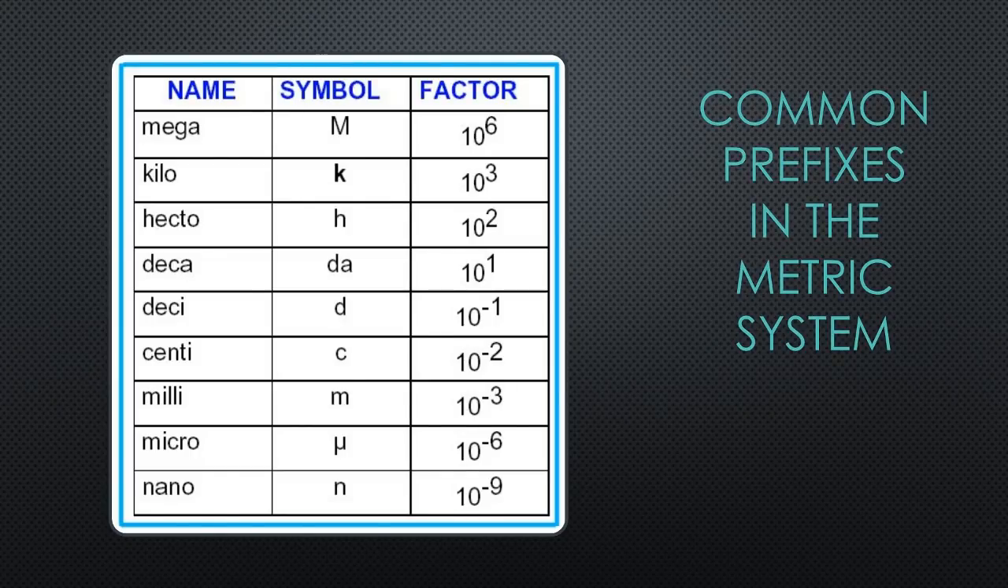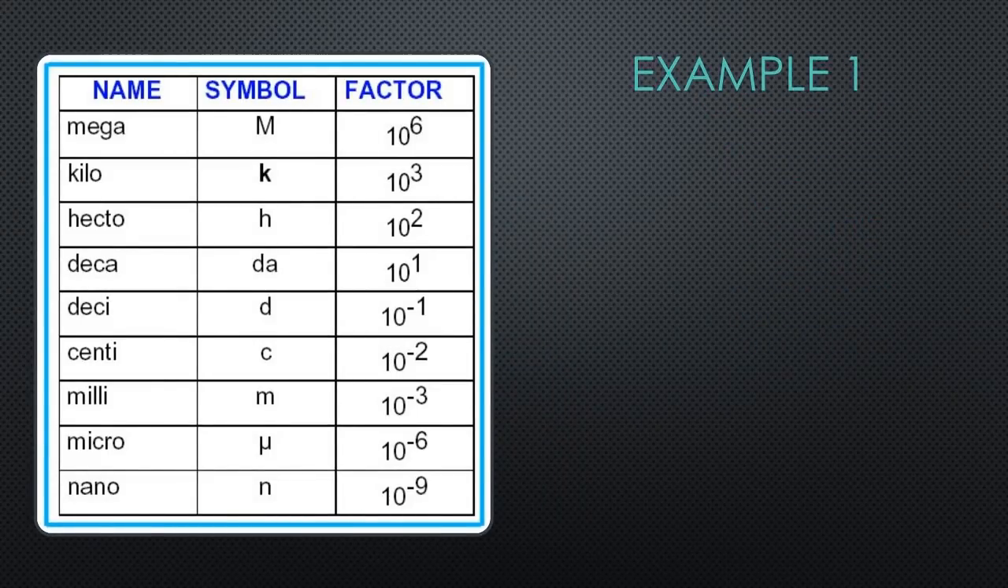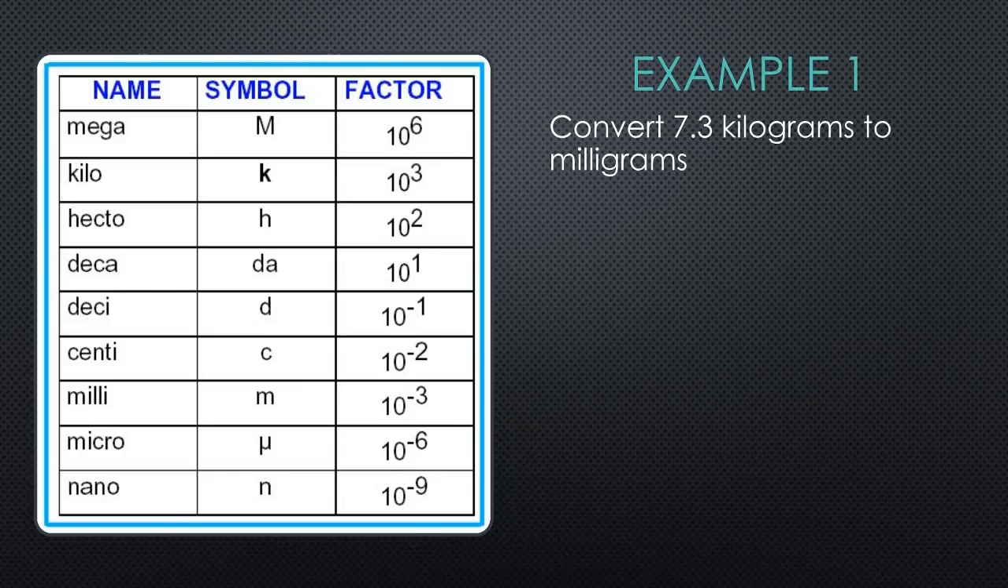So gigabytes are where we're currently measuring RAM. Now I'm dating my video, so we'll come back in 20 years and see if that's still the case. So let's say I want to do some conversions here. I want to move 7.3 kilograms over to milligrams.